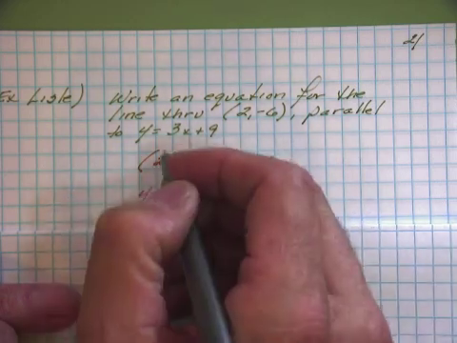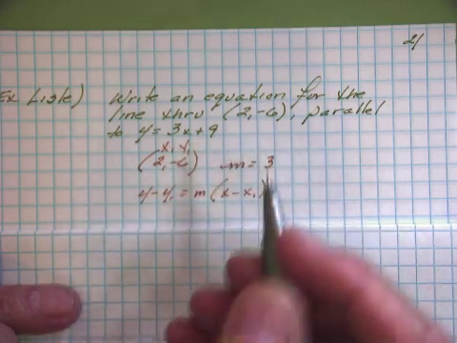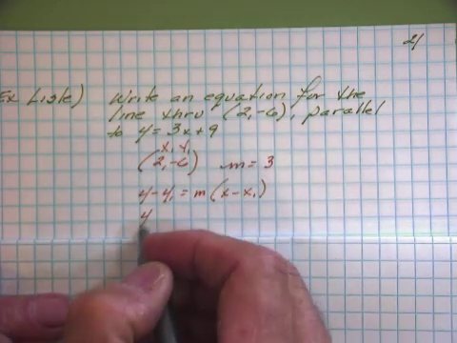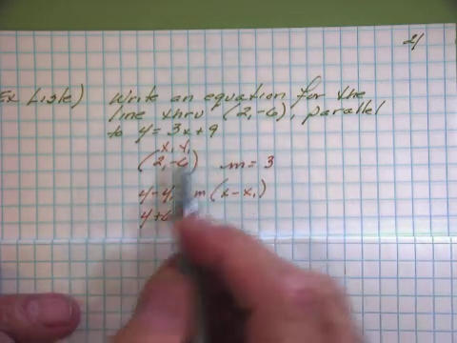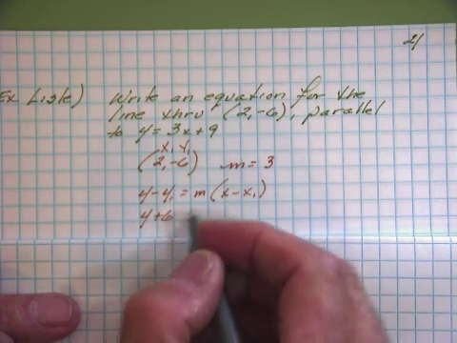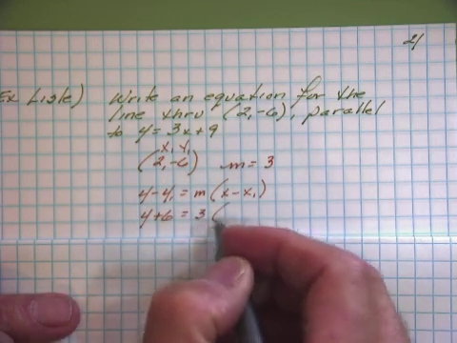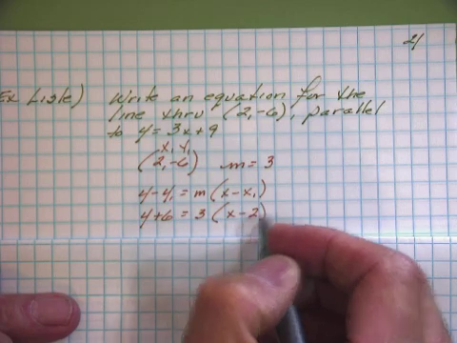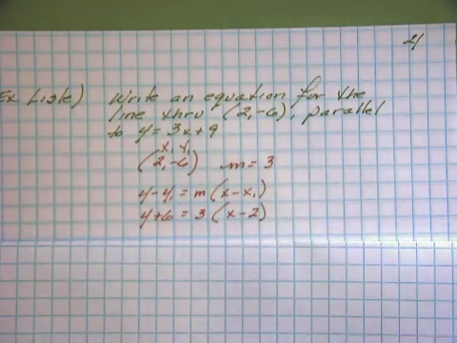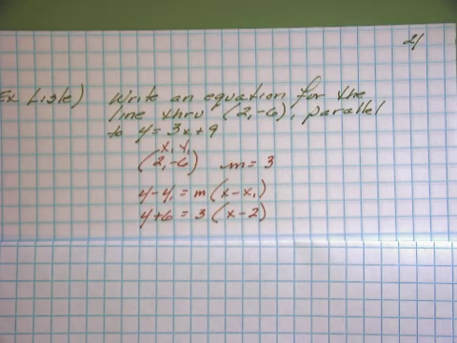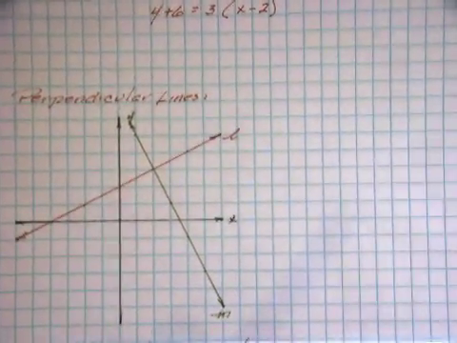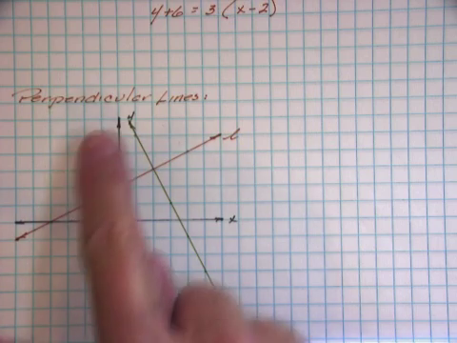So y - y1 = m(x - x1). You plug in the x1, y1 values to get y + 6, because we are subtracting a negative, equals 3 times (x - 2). And there you go. Again, it's in point-slope form, so make sure you know how to convert that to standard and slope-intercept if you have to.